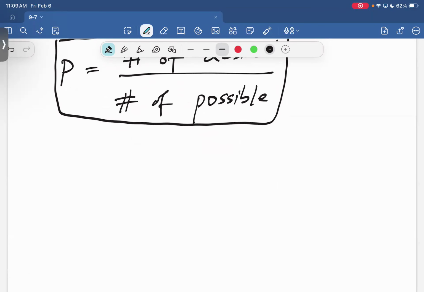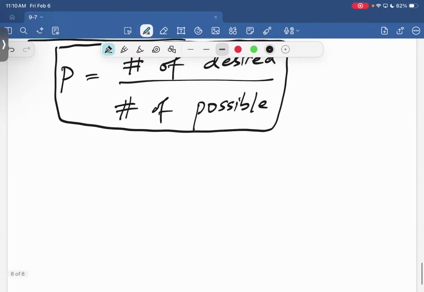All right, let me do some examples. So I'll do 1A and 1B. Okay, 1A. What is the probability of getting two heads after flipping a coin twice? 1/4. Very good, Luna. You are correct.